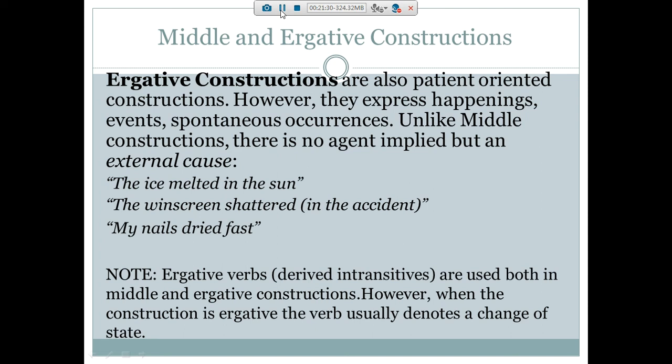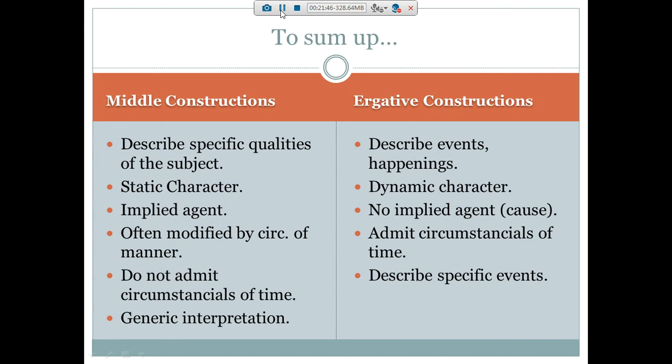However, when the construction is ergative, the verb usually denotes a change of state. And this is not the case in middle constructions. They are ergative verbs, but they do not denote change of state. Okay, so to sum up, the main distinguishing features between middle and ergative constructions are the following. Middle constructions describe specific qualities of the subject. The shirt that irons well, or pasta cooks fast.